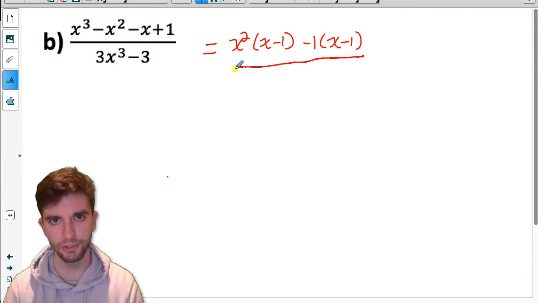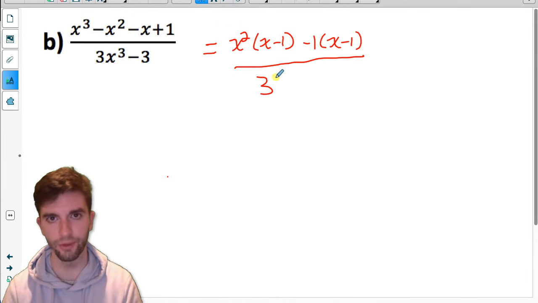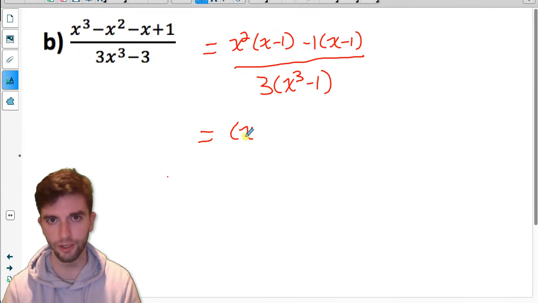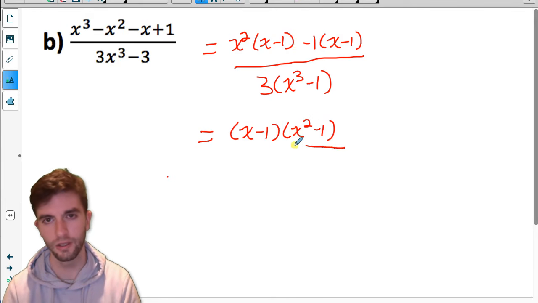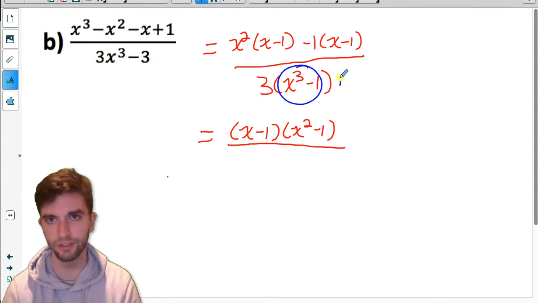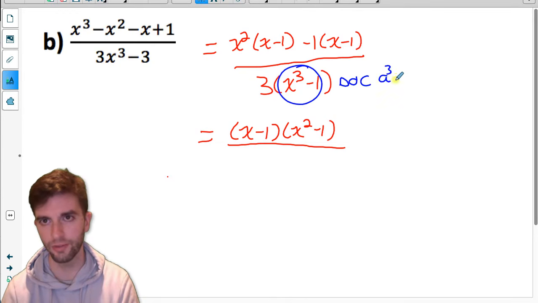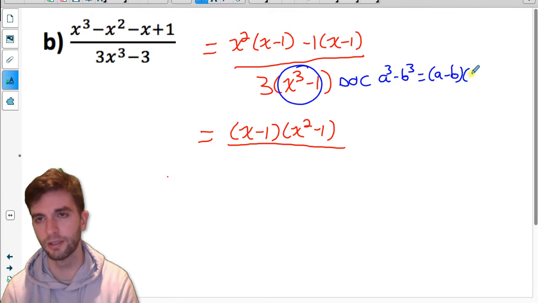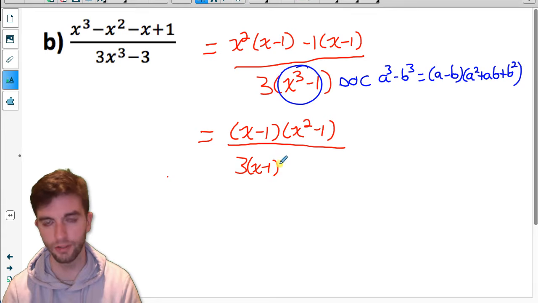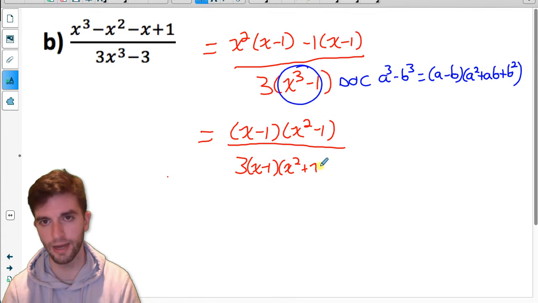In the denominator, I'm going to start by common factoring out a 3 from both of the terms. Okay, let's finish factoring this. So let me common factor out that common binomial in the numerator. And then what I'm left with is x squared minus 1. In the denominator, do you see this here, this factor x cubed minus 1? That's actually a difference of cubes. The rule for difference of cubes, if you have something cubed minus something cubed, it would equal a minus b times a squared plus ab plus b squared. So let's factor it. It would factor to x minus 1 times x squared plus 1x plus 1.